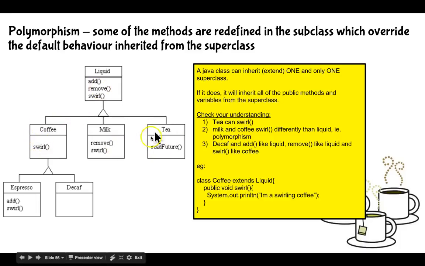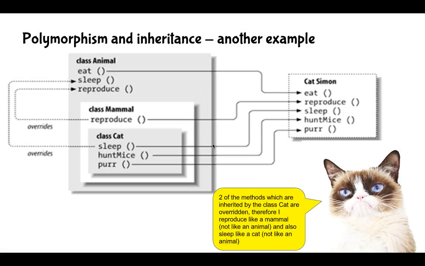As indeed, if I'm in the tea class and someone says swirl, there's nothing here, so I'm going to look up, and the next one I find going upwards is in the liquid class. Okay, that's the way it works. Just check your understanding with these 3 facts. And if you've got those right, and you understand those, then you're on the right track. And if you want to have a look at another example, there's Simon the cat, the grumpy cat.